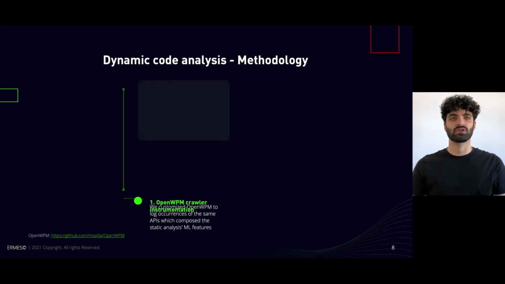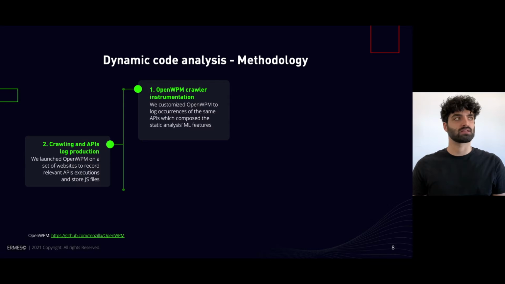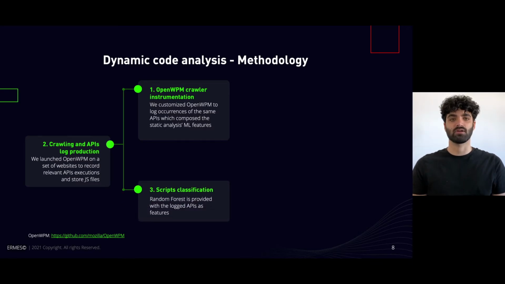We then proceeded with the creation of a dynamic code analysis based methodology. We started with the instrumentation of the OpenWPM crawler. We instrumented it to log the executions of APIs which composed the AST patterns we previously mentioned in the static code analysis. Then we proceeded with launching the crawler over the Alexa top 1 million websites in order to log the execution of interesting APIs. And finally we provided those API logs to Random Forest as input features to train the classifier and make it able to recognize fingerprinting scripts.